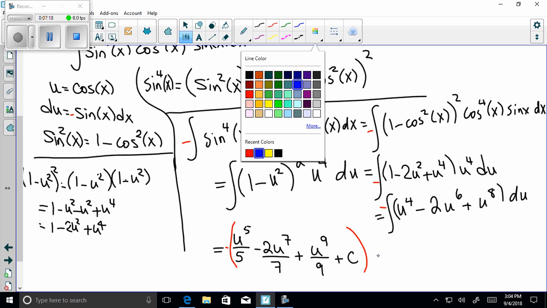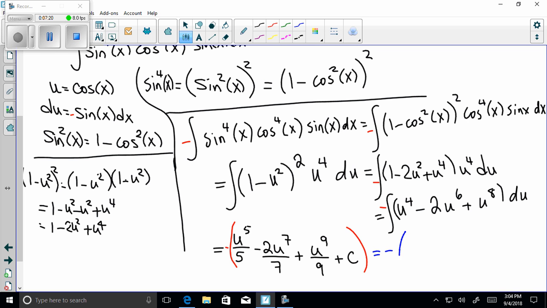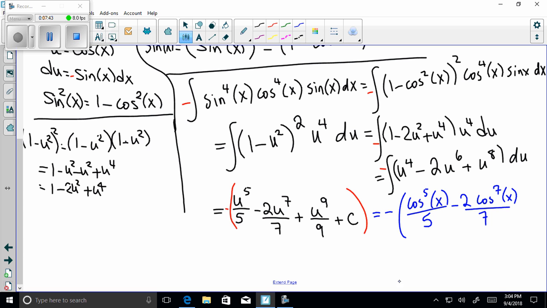Let's go write the answer. So now I go back to cosine. I get negative cosine to the power 5 x over 5 minus 2 cosine to the power 7 x over 7 plus cosine to the power 9 x over 9 plus c. So that's the final answer. You can multiply the negative in.